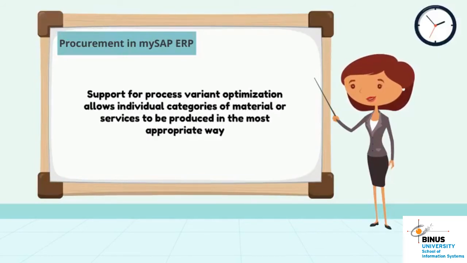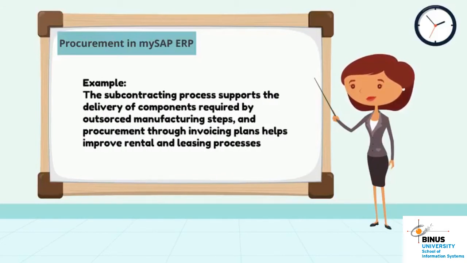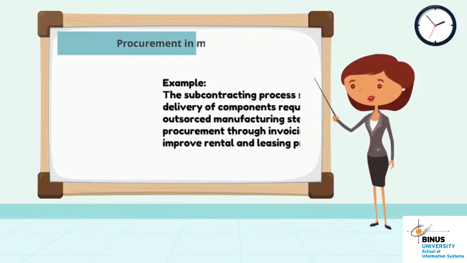Support for process variant optimization allows individual categories of material or services to be procured in the most appropriate way. For example, the subcontracting process supports the delivery of components required by outsourced manufacturing steps, and procurement through invoicing plans helps improve rental and leasing processes.